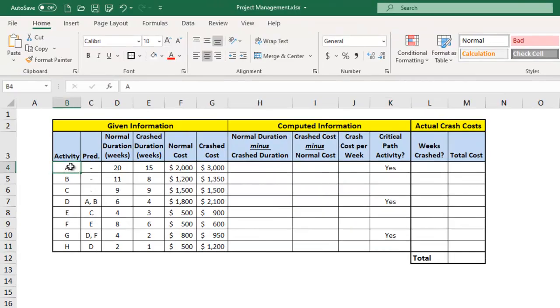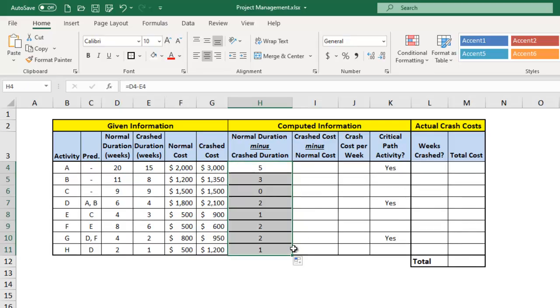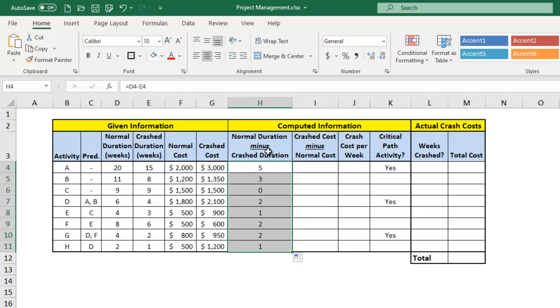So we have that same tabular data here. We want to get the lowest crash cost per week for the activities on the critical path, which are identified here, ADG. We start by getting the difference between the normal duration and the crashed duration. So if activity A normally takes 20 weeks and we can shorten it down to 15 weeks, that means we can shorten it by 5 weeks. And so these are, again, the possible number of weeks we can shorten each one of these activities.